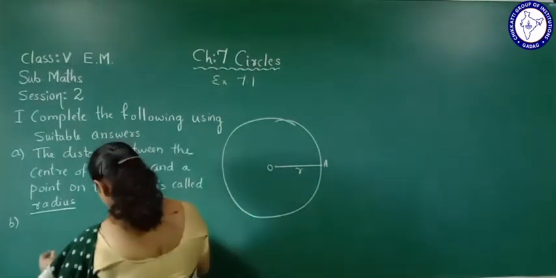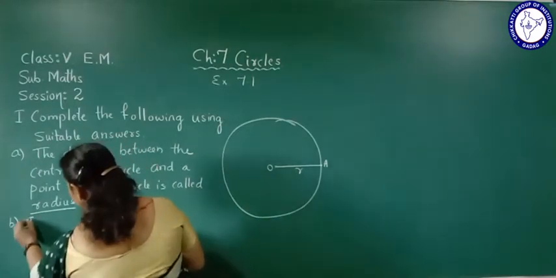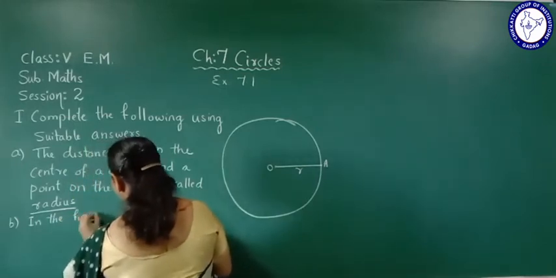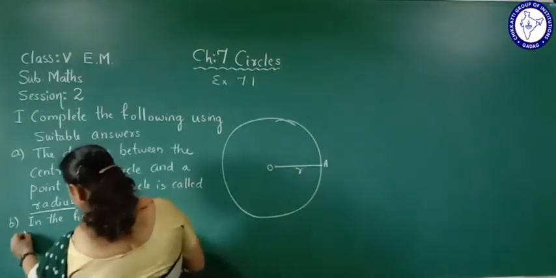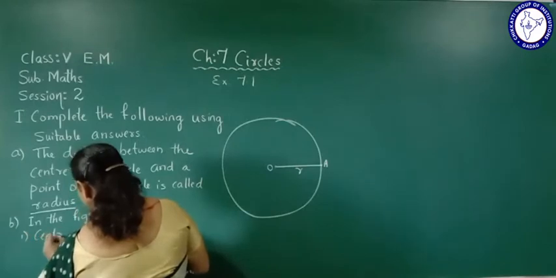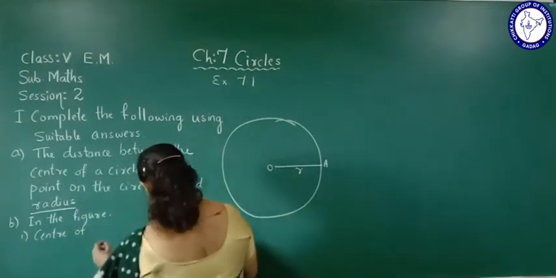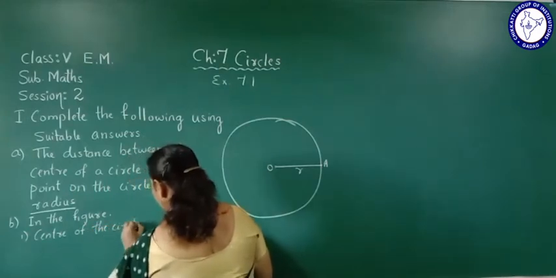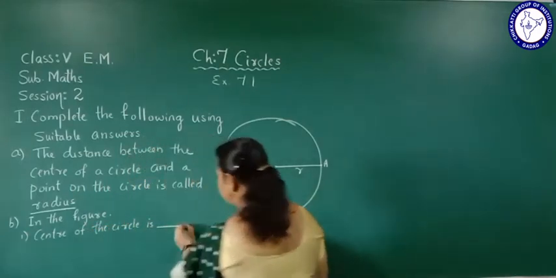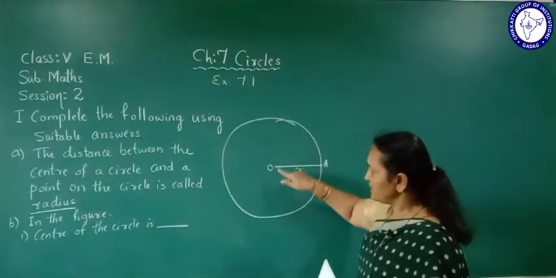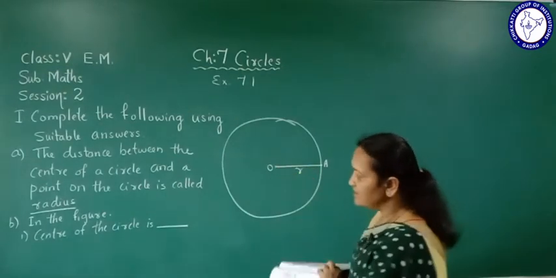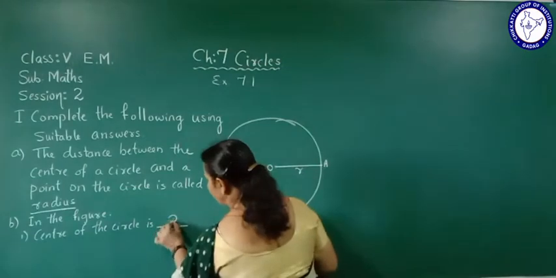In B we have three different questions. So in the figure, first one, center of the circle is dash. Now see this figure children, here O is written here in the middle of the circle and this is called the center of the circle. So here center of the circle is O.